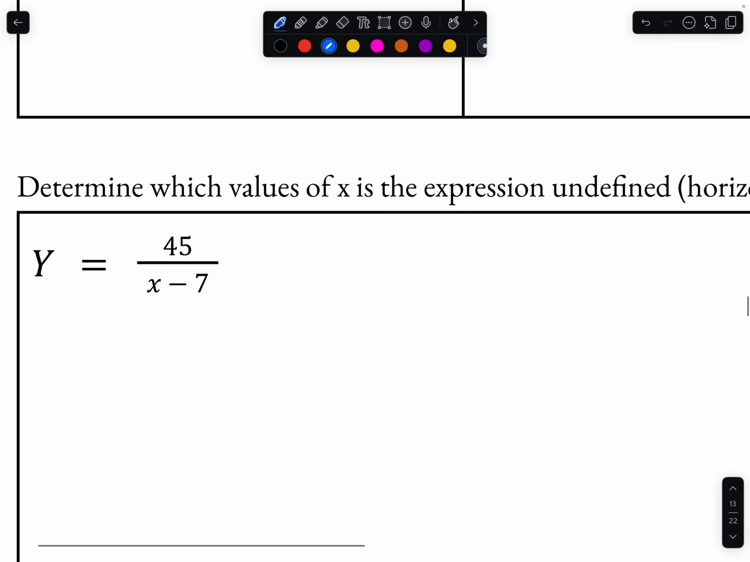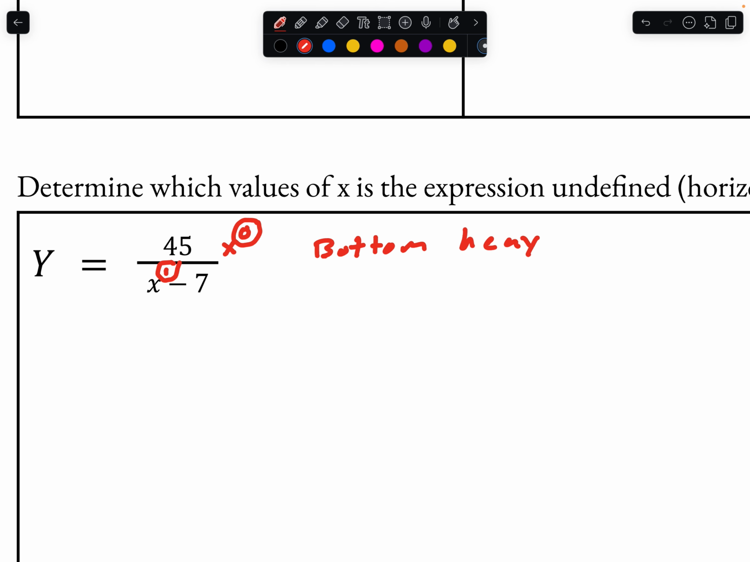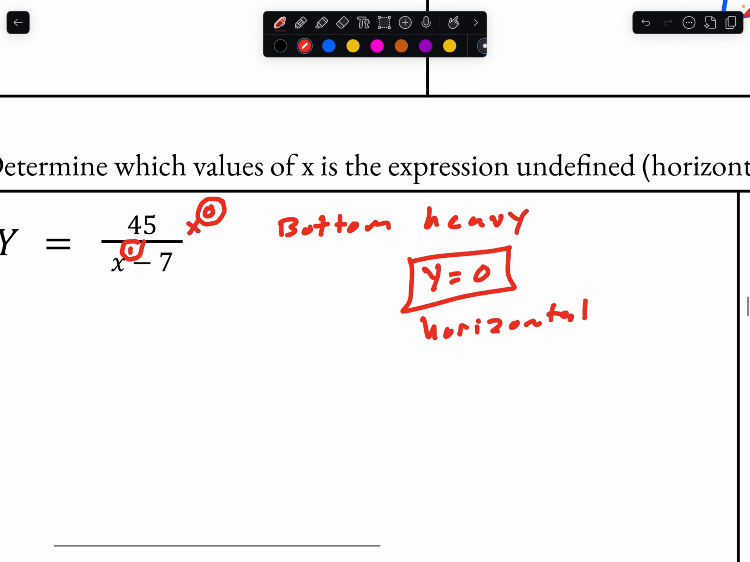That may be a lot to handle, so let's look at how this works out. First, to look at the horizontal asymptote here, I can think of this as x to the 0 and this as x to the 1st power. So this is a bottom heavy function. That means y equals 0 will be our horizontal asymptote.